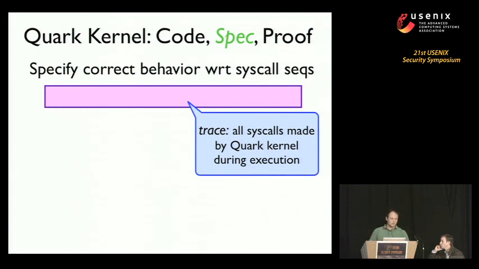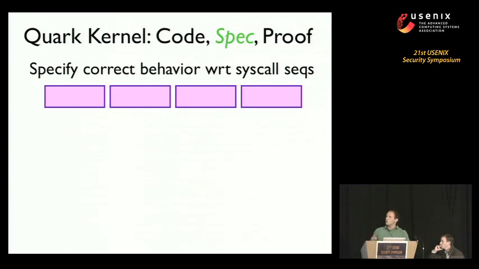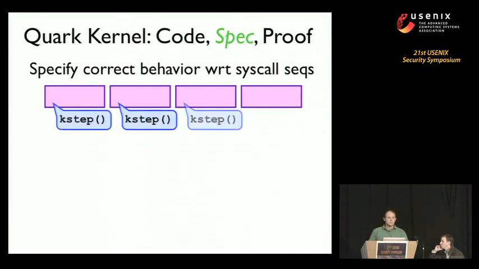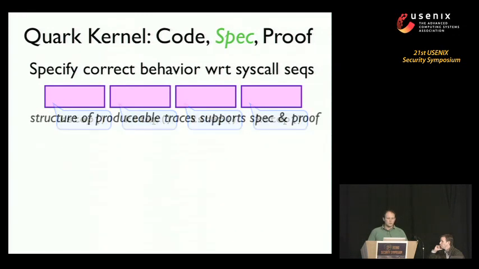And so those traces correspond to a sequence of calls to kstep. So it has this sort of nice inductive structure that we can reason about. And we use that when we're specifying the correct behavior of the kernel, or when we're proving it correct. So we'll see more about it later.